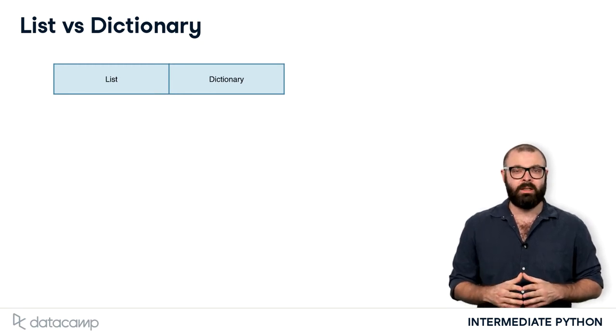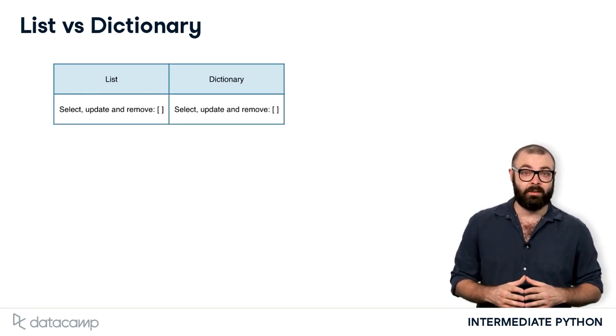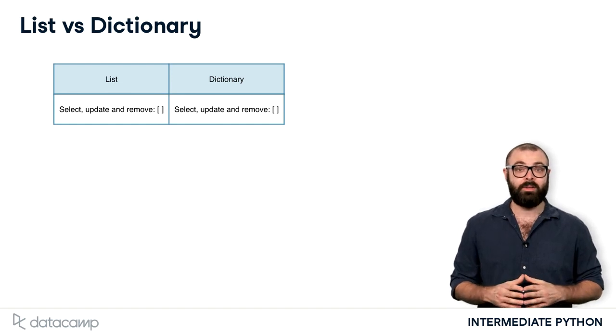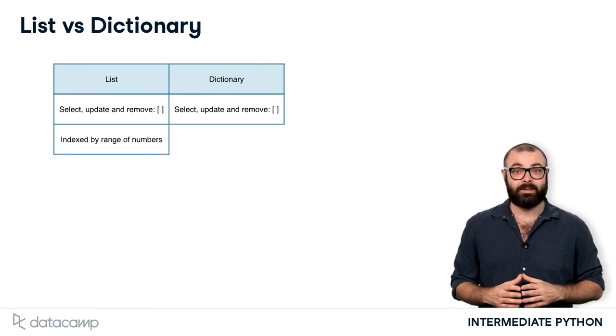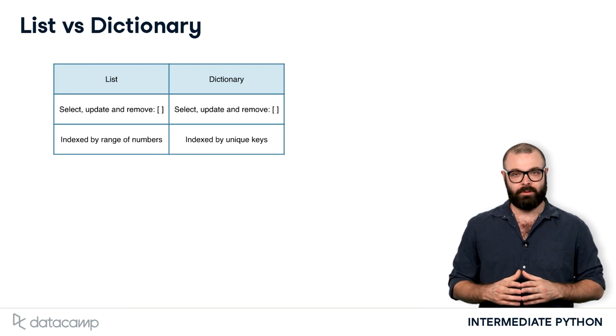If you remember the discussion of lists from the intro course, you'll notice that using lists and dictionaries is pretty similar. You can select, update, and remove elements with square brackets. There are some big differences though. The list is a sequence of values that are indexed by a range of numbers. The dictionary, on the other hand, is indexed by unique keys that can be any immutable type.